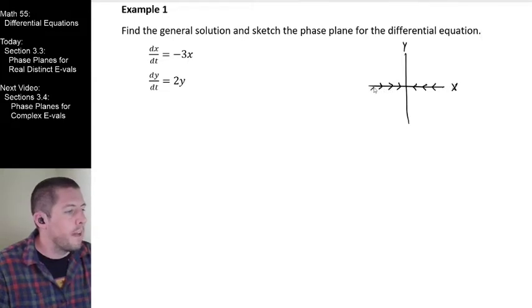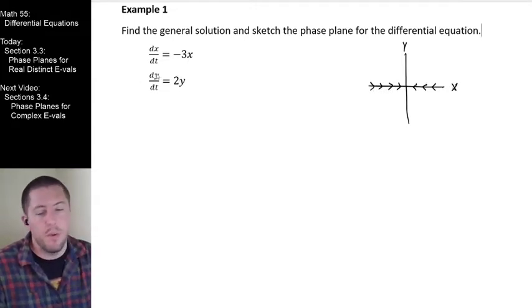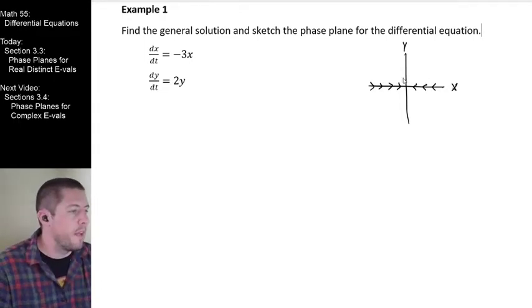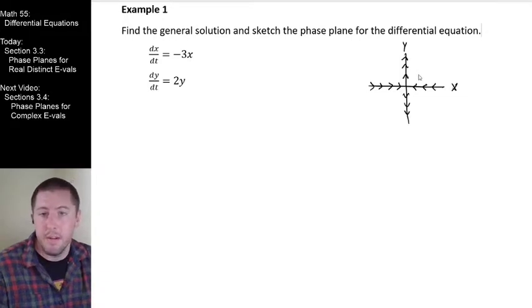Similarly, my y values should all be growing. If y is positive, then y gets bigger. If y is negative, then y is getting more extreme in the negatives. So I know that on my y-axis, I've got arrows moving out. The y-axis has 0 as a source. The x-axis has 0 as a sink.